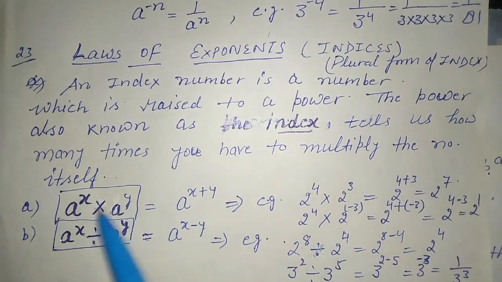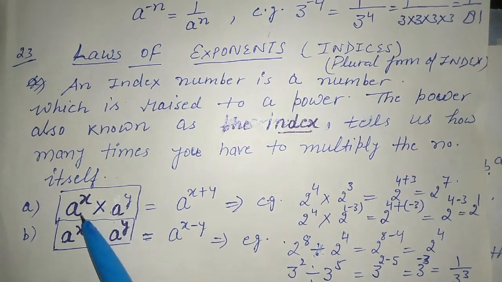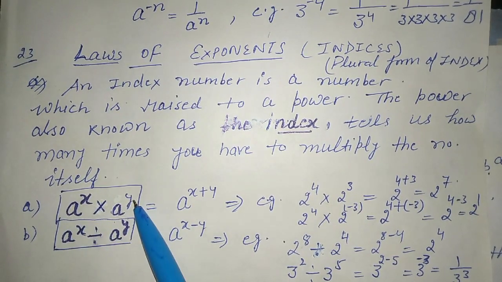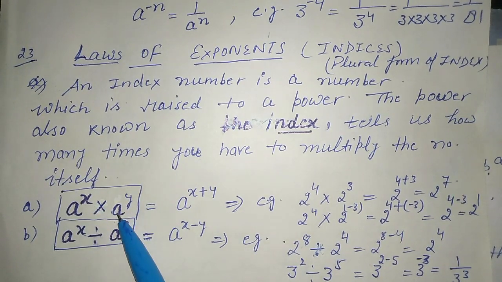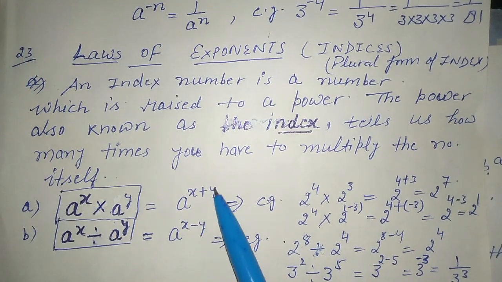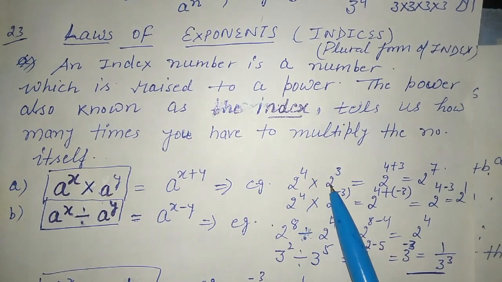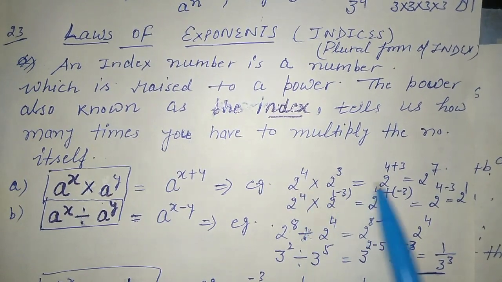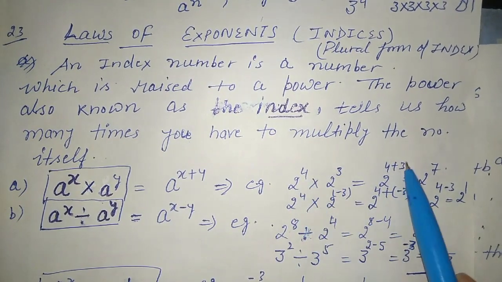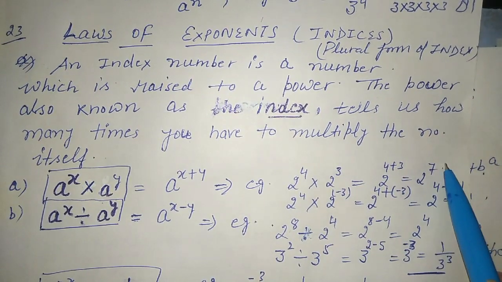So the first law is a to the power x. A is any number, x is the index of this a. Multiply a, the same number, and y is the index. The indices are different but the base numbers are the same. So when they multiply, the powers will add: a to the power x plus y. Example, 2 to the power 4 multiply 2 to the power 3. The bases are the same and the powers are different, 4 plus 3. So it becomes 2 to the power 7.